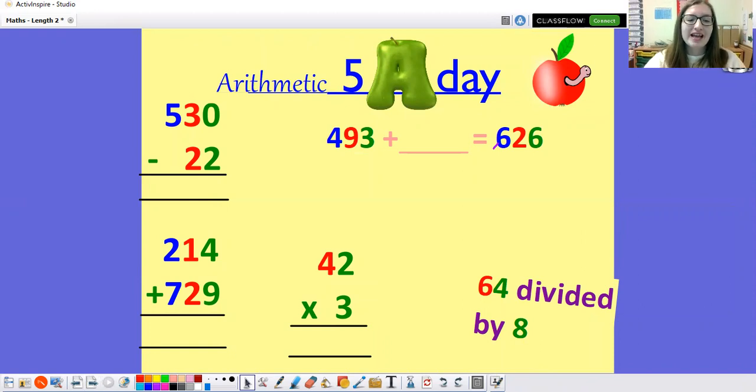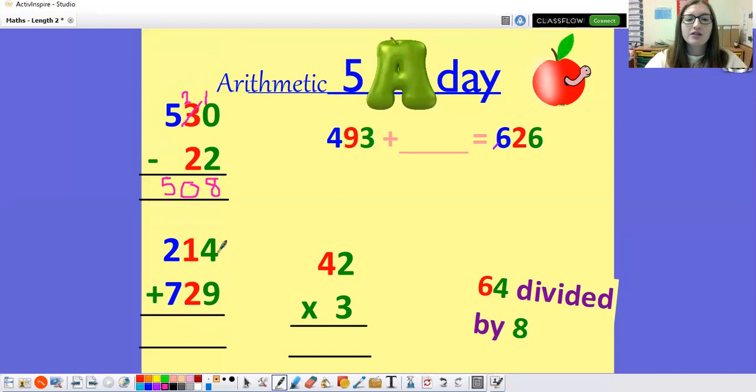Okay, let's go through the answers then. So 530 take away 22. Well, I know it's column subtraction, so I need to start in my ones. And 0 take away 2. Can I do it? No, I can't, so I'm going to need to knock next door, steal one away. And that leaves me with 2 left over here. So now I can do 10 take away 2, which is 8. 2 tens take away 2 tens leaves me with 0 tens. And 500s take away nothing is 500s. Well done. So 508.